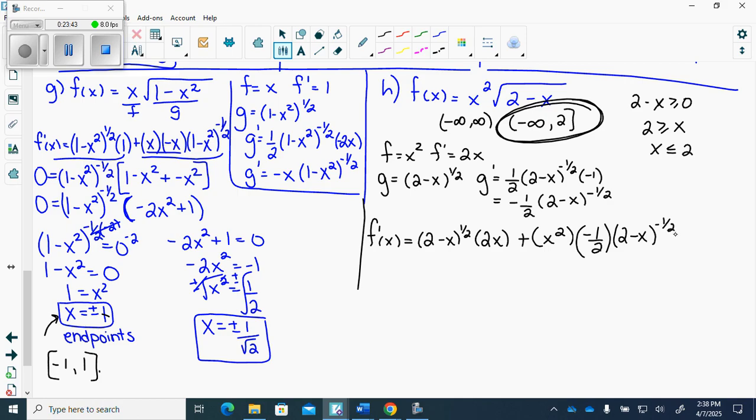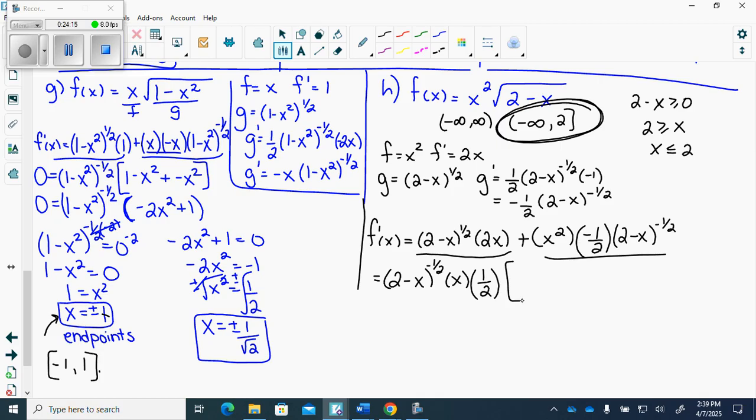So remember this moment, what can we take out of these two? Guys, what can we take out of those two? 2 minus x and 2 minus x to the negative a half. And what else did I want you to take out? An x. You could take an x out, sure. And the negative 1/2, or just 1/2. It doesn't have to be the sign. You just have to take that half out, right? Okay, let's see what's left over.